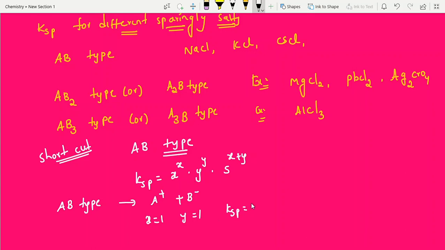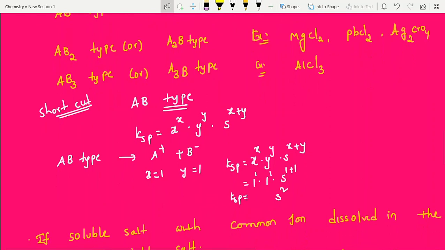KSP equal to x to the power x, y to the power y, s to the power x plus y. Right? 1 to the power 1, 1 to the power 1, s into s to the power 1 plus 1. Then what you will get here students? S square. Right? KSP equal to S square. Then S equal to, tell me, what you will get S equal to? Yes. S equal to root over KSP.